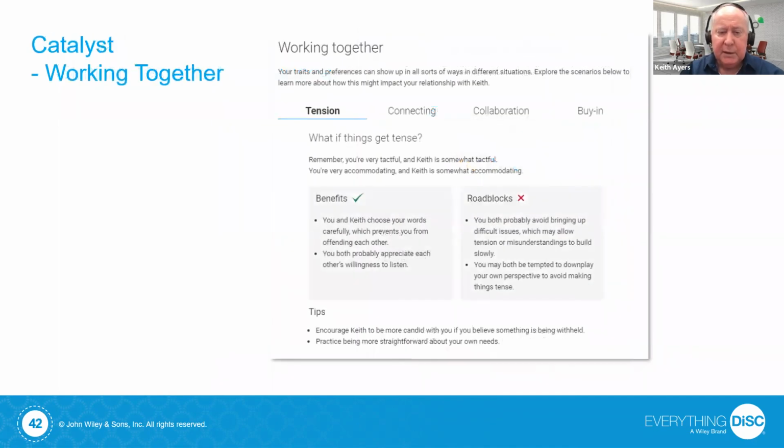And then here we have continua in Catalyst as well. So it's pretty much the same continua as you get in the myeverythingdisc.com profile, okay, or report. And we have the same applications: managing tension, connecting with each other or building a relationship, collaboration, and getting buy-in. And for each of those, it picks up 2 continua. I'm very tactful. Keith is somewhat tactful. You're very accommodating. Keith is somewhat accommodating. And so then we have benefits and roadblocks, and then the tips for Sue to work with me, okay? Because it's looking from Sue's point of view there, okay?